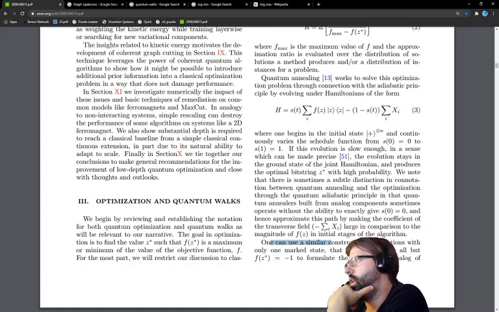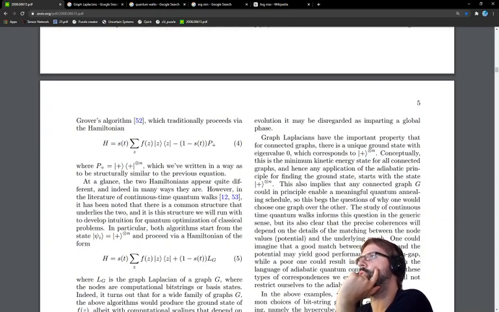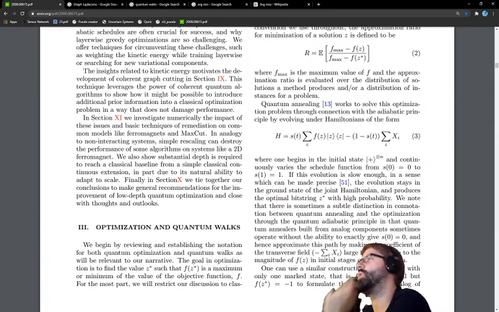One can use a similar construction for functions with only one marked state, that is f of z equals 0 for all z but f of z star equals -1, to formulate the Hamiltonian analog of Grover's algorithm, which traditionally proceeds via the Hamiltonian. Okay, where p plus is this super. Which was written in a way as to be structurally similar to the previous equation. I was going to say that is just really similar.